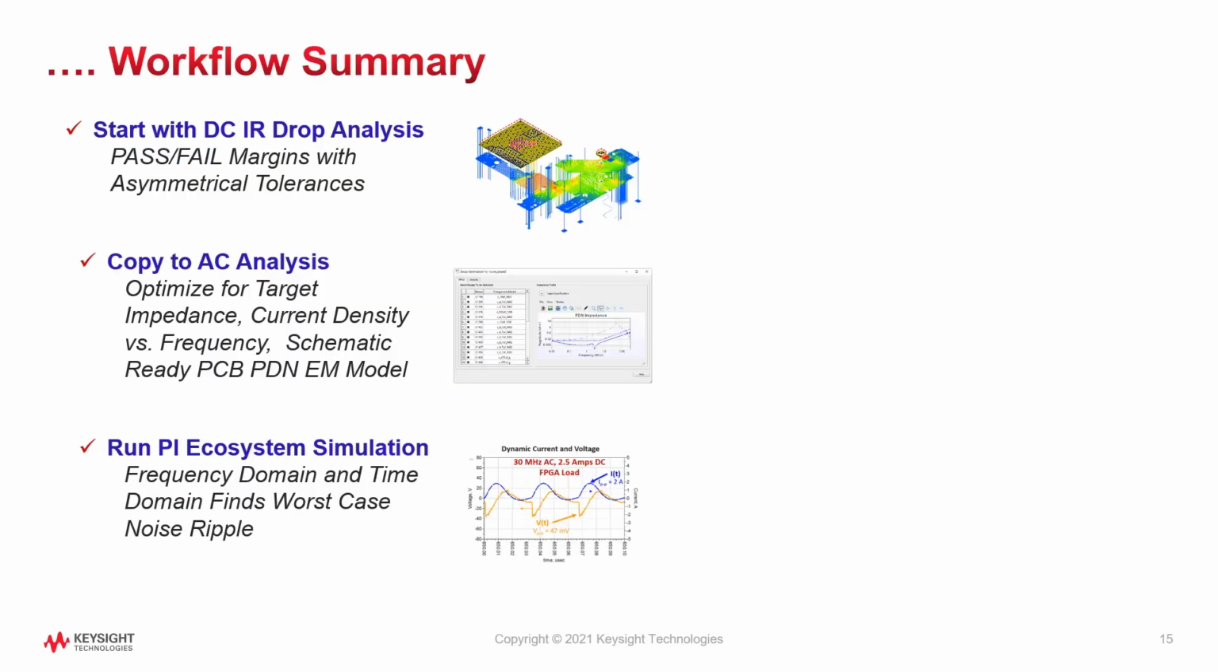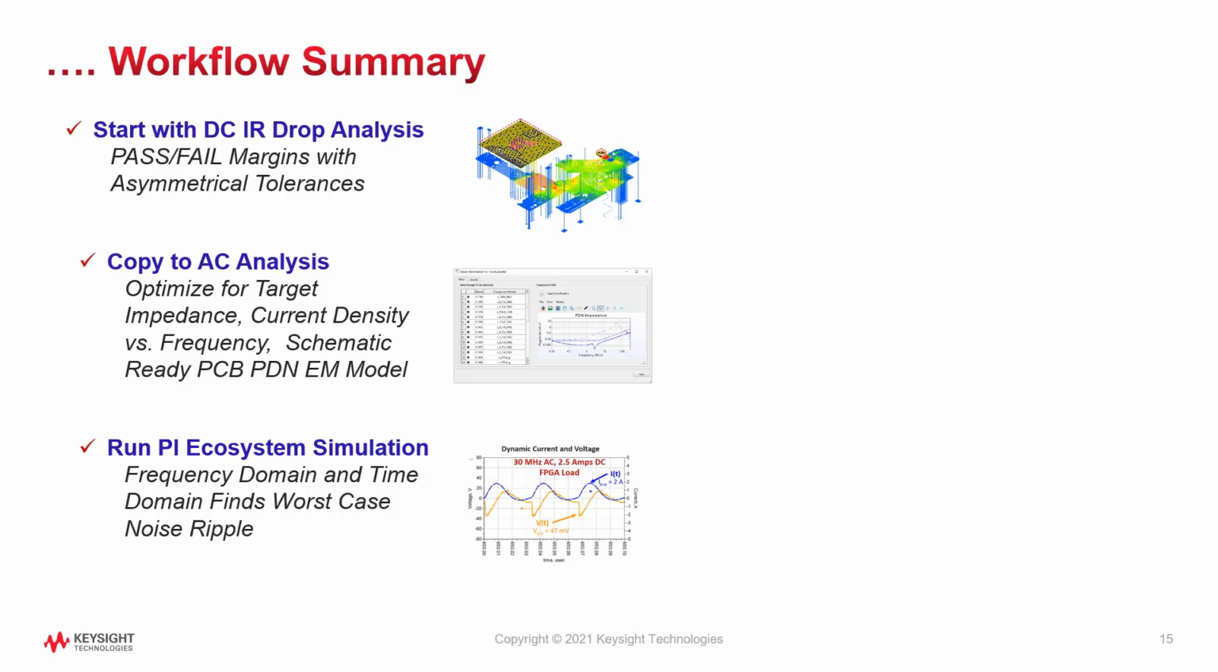In summary, the three-step power integrity workflow starts with a DC IR drop analysis of the PCB-EM model to provide pass-fail margins based on the asymmetrical tolerances of the VRM and sinks. The DC analysis is then copied to an AC-EM analysis where decoupling capacitors are included for optimizing the impedance versus frequency of the power delivery network.